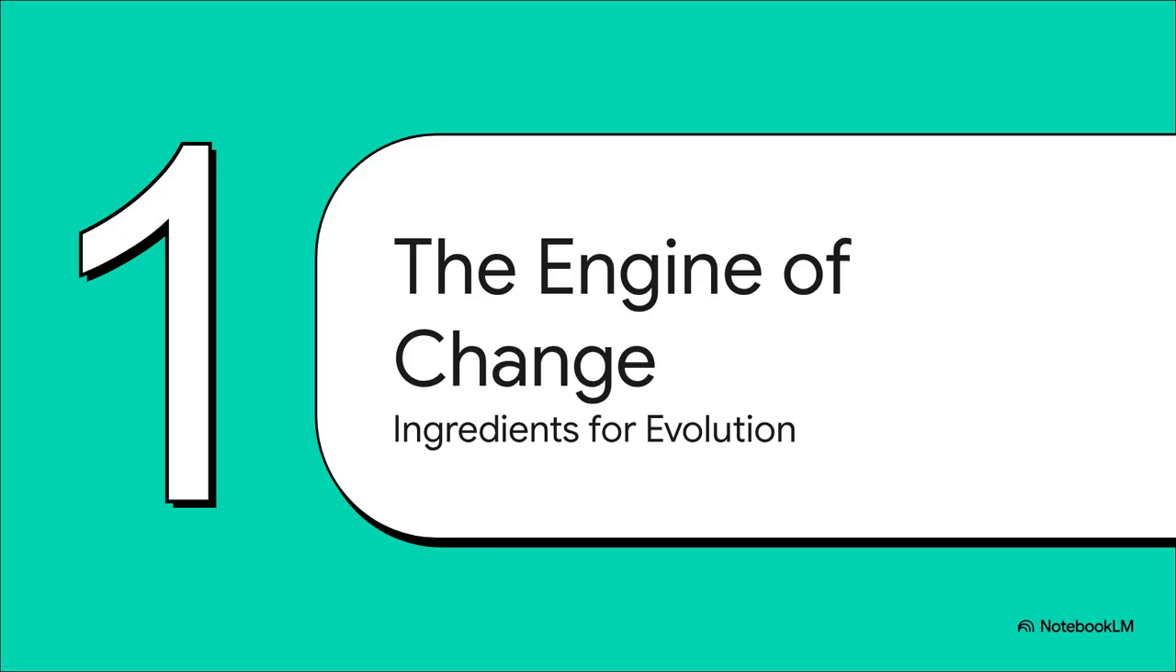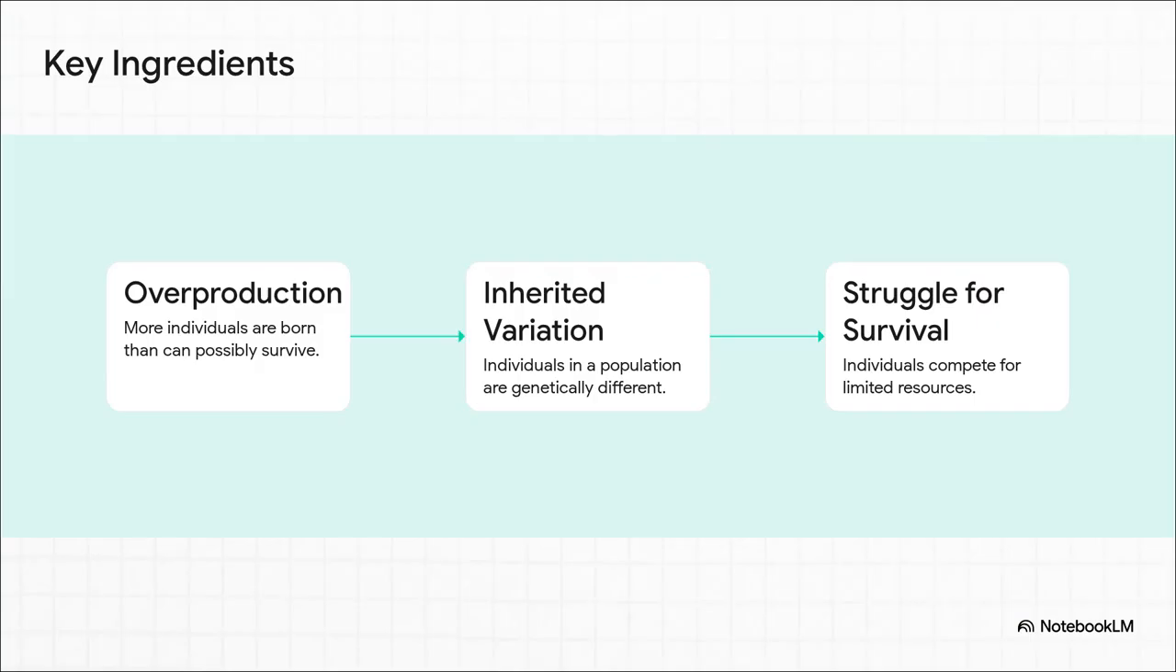Okay, first up, the engine of change. The best way to think about this, especially for your exam, is to imagine natural selection as a recipe. It's not some random, chaotic thing. It actually requires a few very specific ingredients to get started. So what are those ingredients?